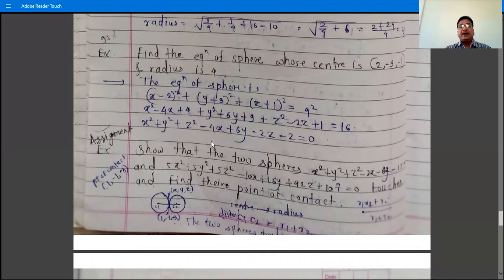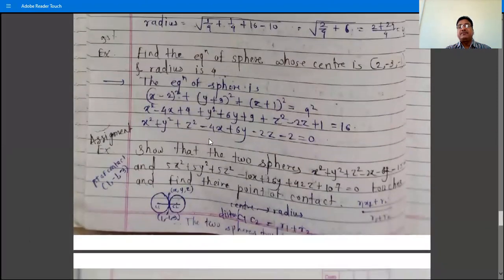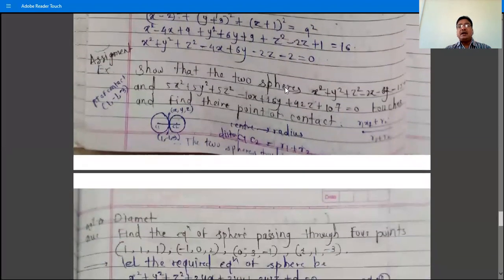So for practice, take this problem in this form: find the center and radius of this sphere. The center of this sphere is this and the radius is 4. Next: show that the two spheres, this and this, touch each other and find their point of contact.